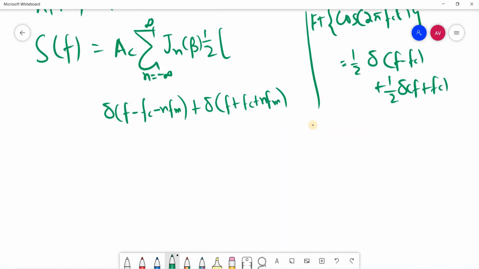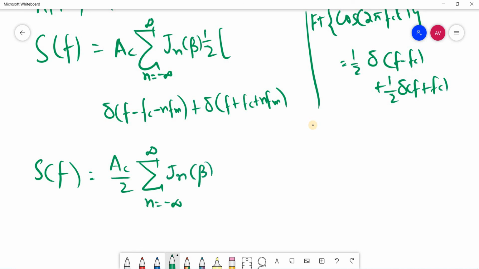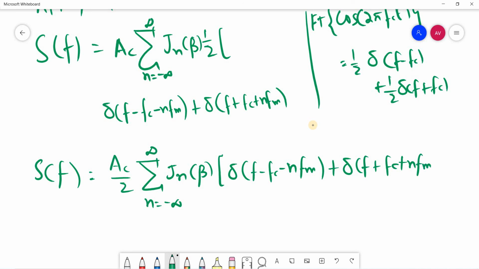So our S of f is equal to, taking the 1 by 2 out, AC by 2 times summation n from minus infinity to infinity Jn beta times del of f minus fc minus n fm plus del of f plus fc plus n fm, where fc is the carrier frequency, fm is the message frequency, and n will span from minus infinity to infinity.